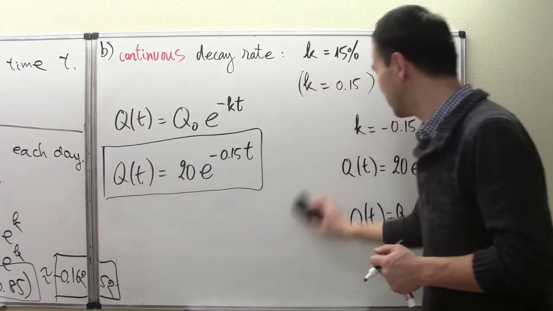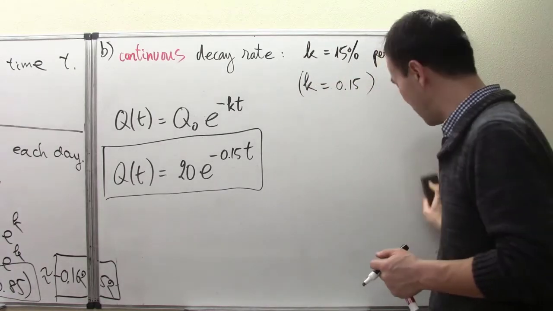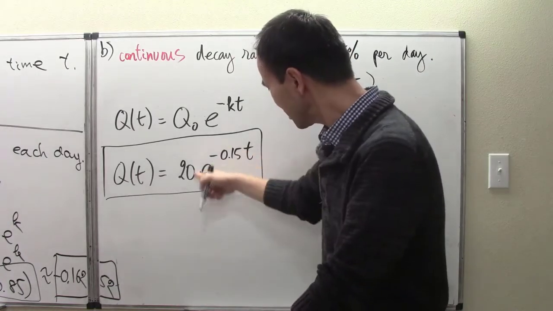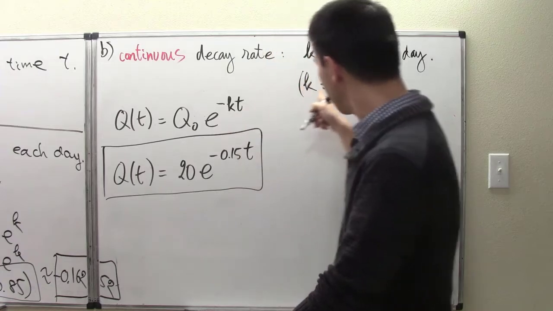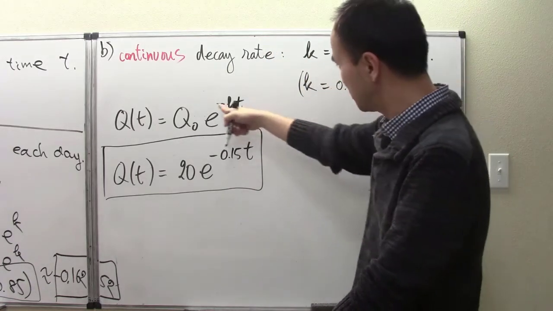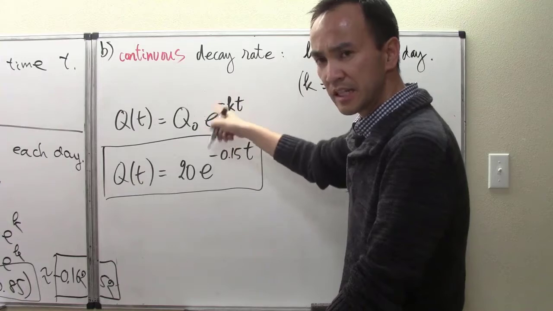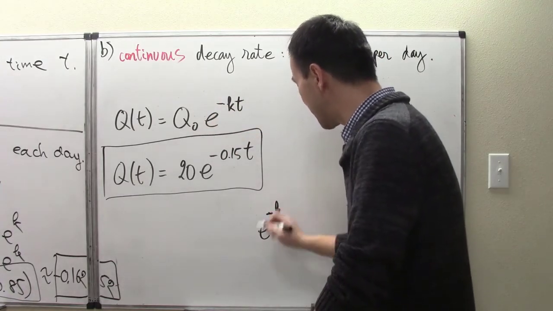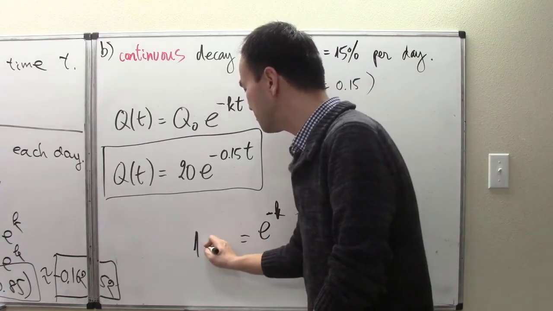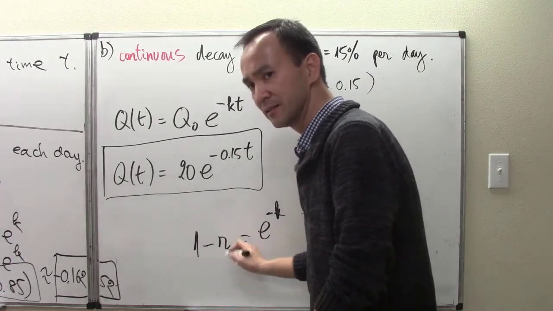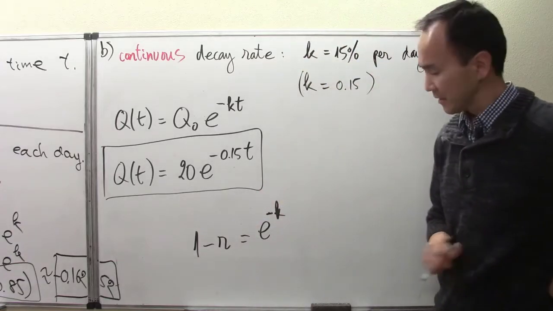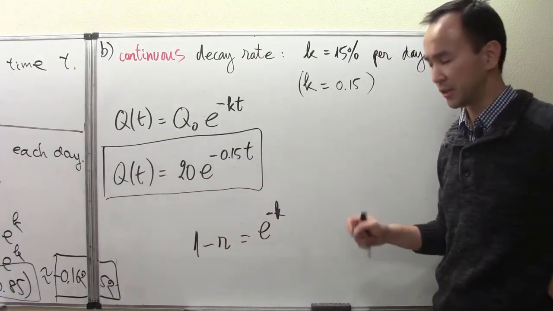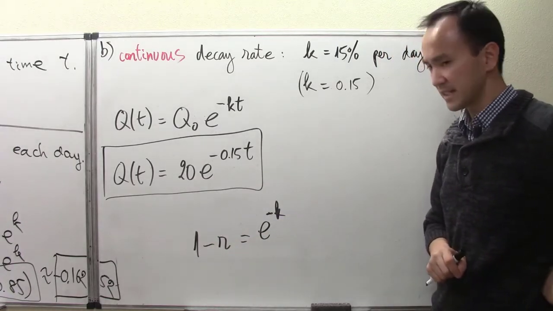But once you already know what you're doing with your k, then think about the relationship. In our problem, I chose to write k as a positive number. So in this continuous decay model, it's about e to the minus k. E to the negative k has to equal 1 minus r. That's the decay rate.